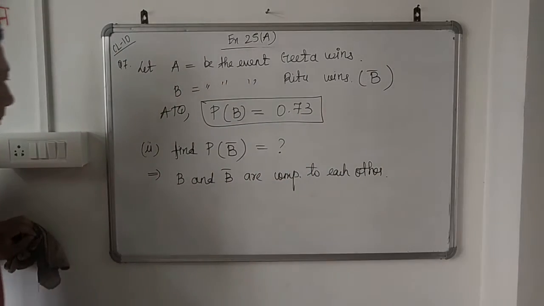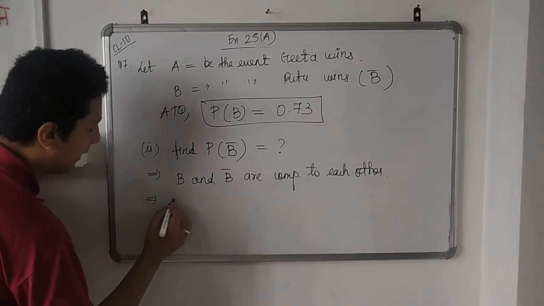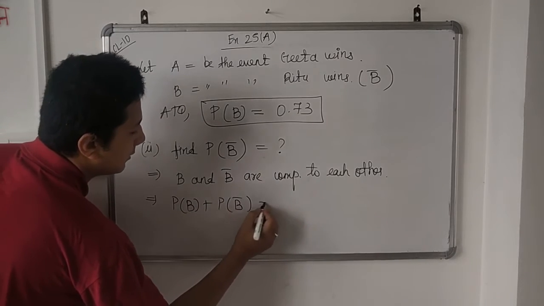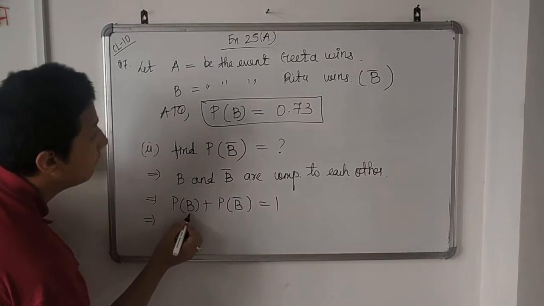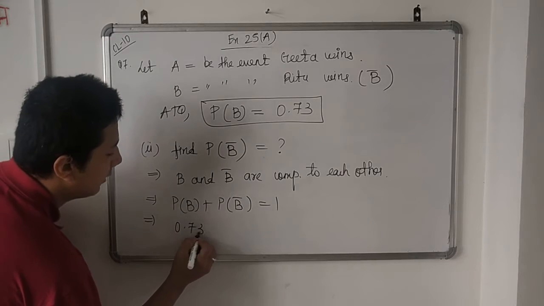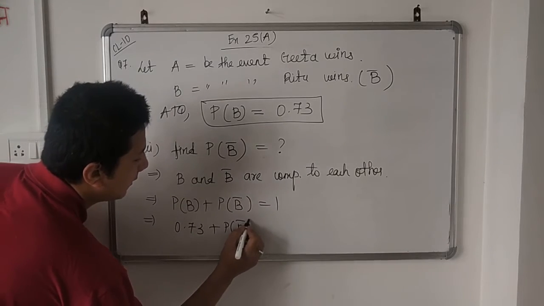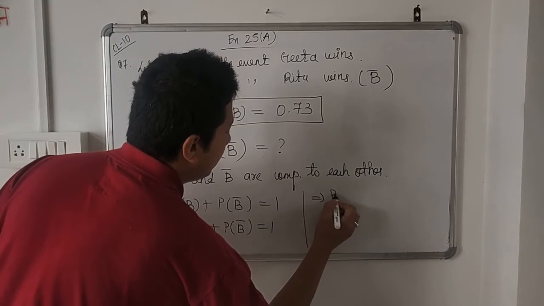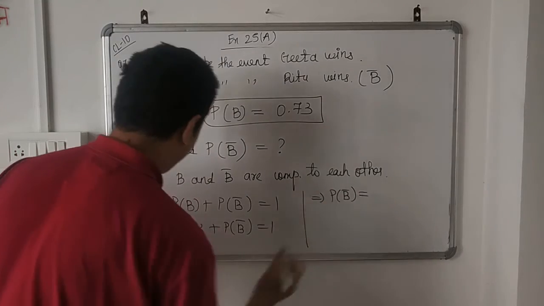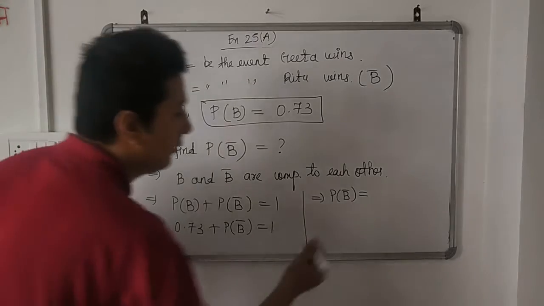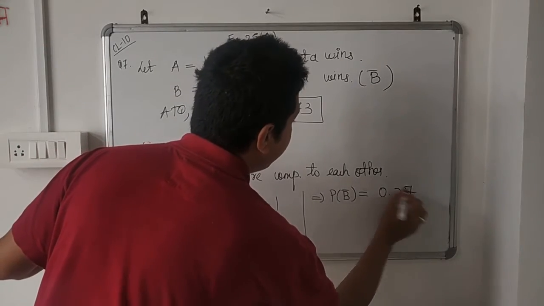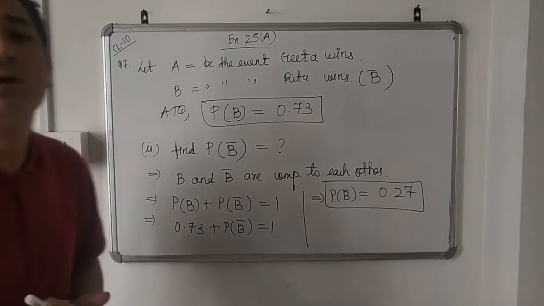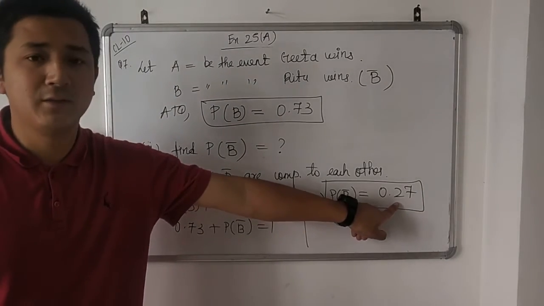Boys, I hope you are understanding this, huh? So this implies probability of B plus probability of B dash is equal to 1. How much is probability of B? 0.73 plus probability of B dash is equal to 1. So therefore, probability of B dash is equal to, again, 0.27. So hence, probability Ritu loses is 0.27.